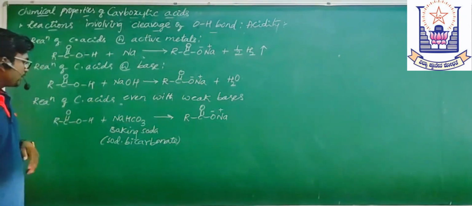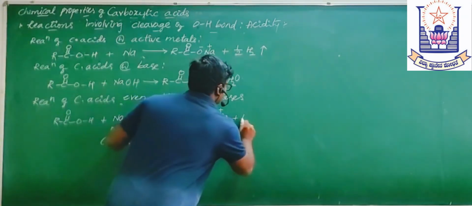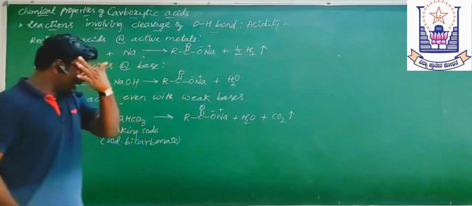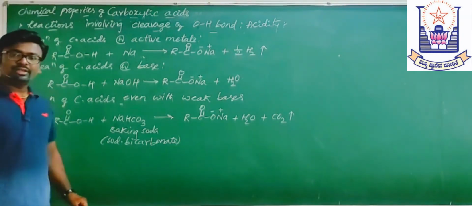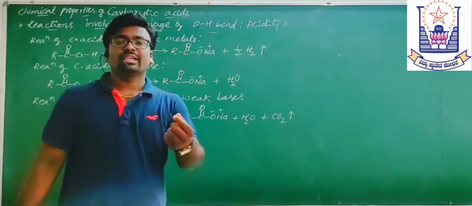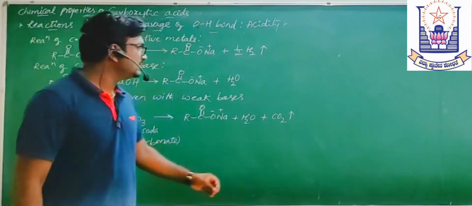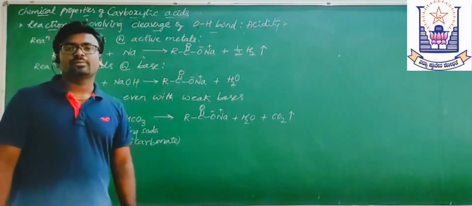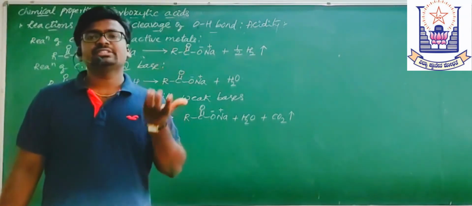And what are the byproducts? This H will combine with OH of this and becomes H2O, and the remaining is carbon dioxide. See, you are getting the carbon dioxide. Whenever you treat the carboxylic acid with baking soda, you can see the brisk effervescence of carbon dioxide. This is a test used to detect the presence of carboxylic acid.